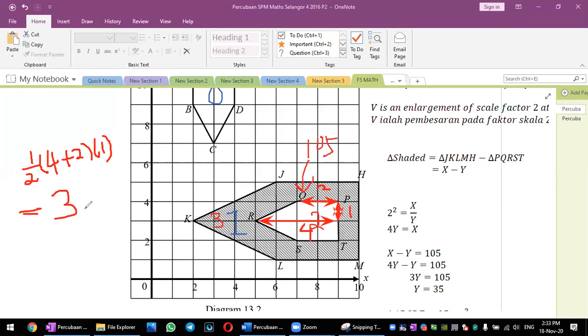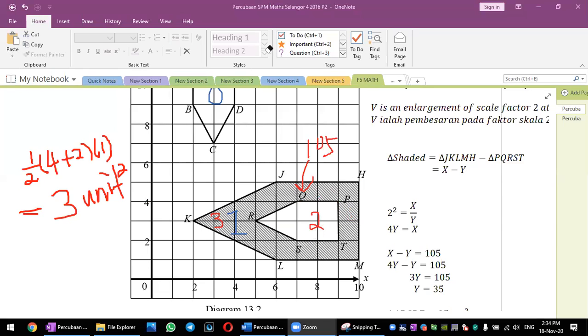Okay, ini tak maksud dia ini adalah 3 cm square. No, it's just a unit. Ini adalah 3 unit square. So if you want to use this one, can also. But then you need to find the big one also. Maksudnya kamu kena cari yang besar punya juga.